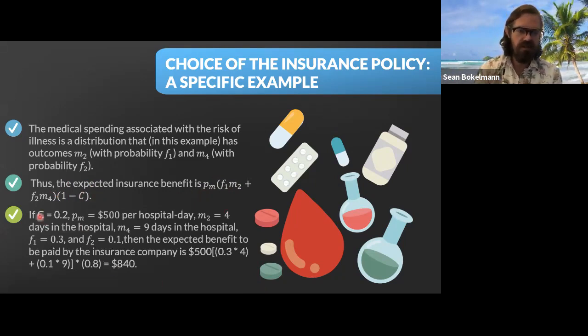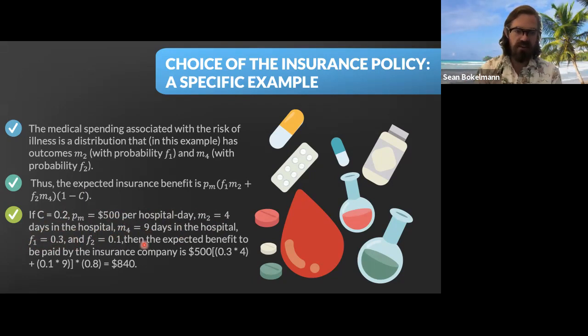All right, so let's put some numbers to these so that we can put this into use. We are already assuming that C is 20%. Let's assume that the price of medical care is $500 per hospital day. The choice of medical care under disease 1 is 4 days in the hospital. The choice of medical care under disease 2 is 9 days in the hospital. It's a worse illness. And the probabilities of these illnesses are 30% chance for the first illness and 10% chance of getting the second illness.